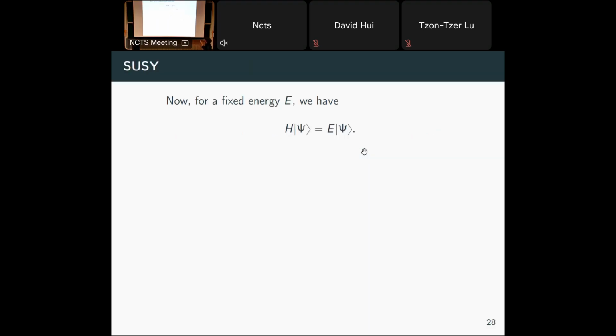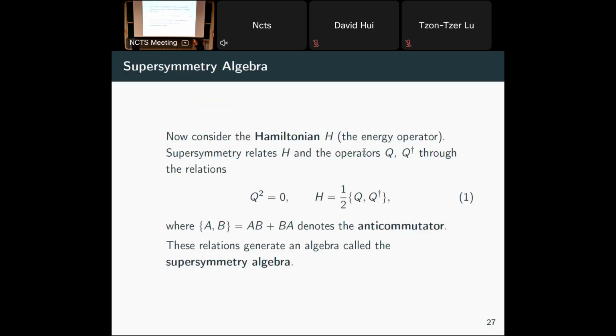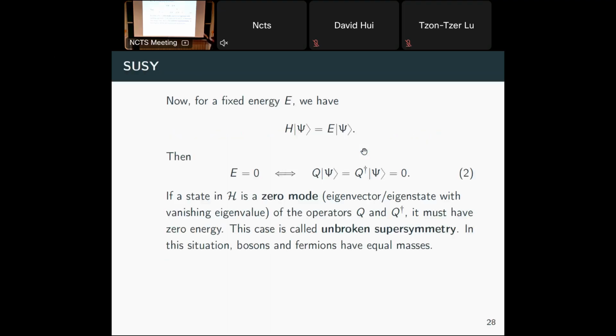Right. So now we start with a fixed energy. I said the Hamiltonian is basically energy. From the previous relation, you can see that energy equals 0 means that when Q and Q dagger act on a state, it will be 0, from the second part of the relation. So H of psi equals 0 means Q dagger psi equals 0 and Q psi equals 0. So basically, it means the zero modes of the operators Q and Q dagger are non-trivial. Zero mode is, I think, a more physicsy term for an element of the kernel.